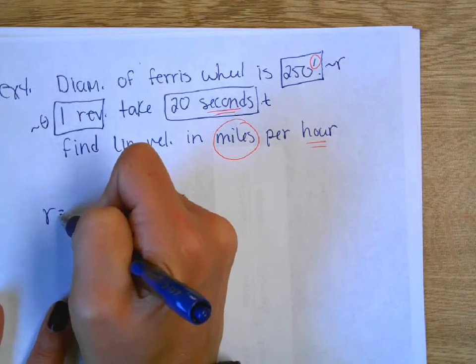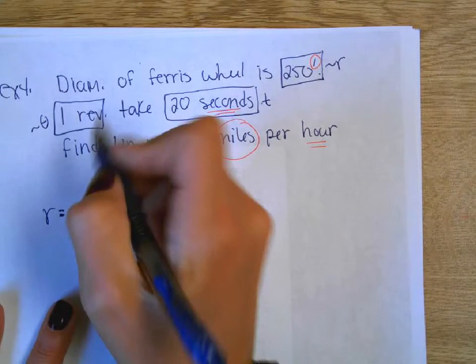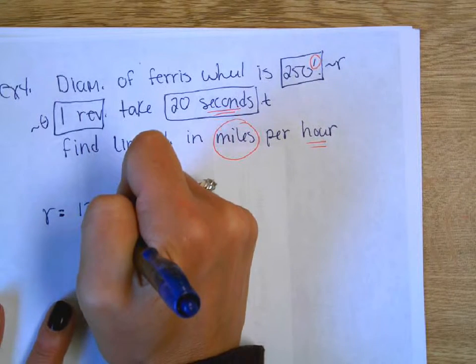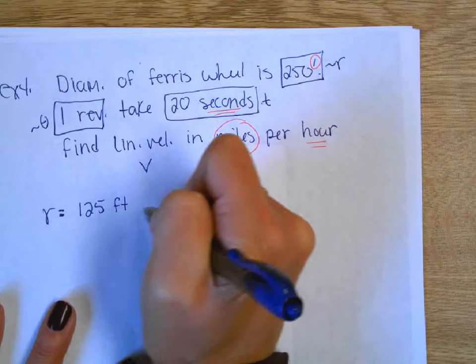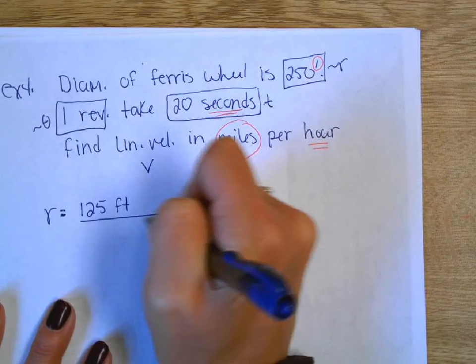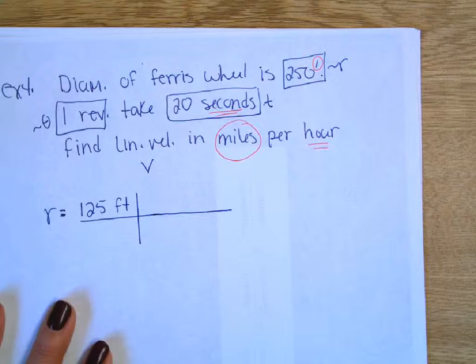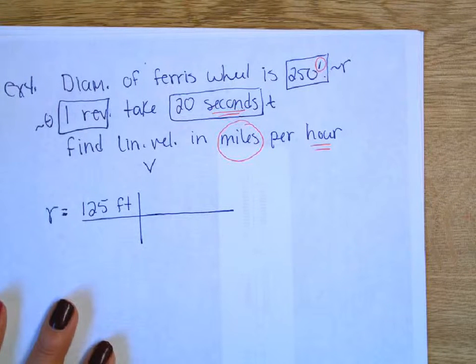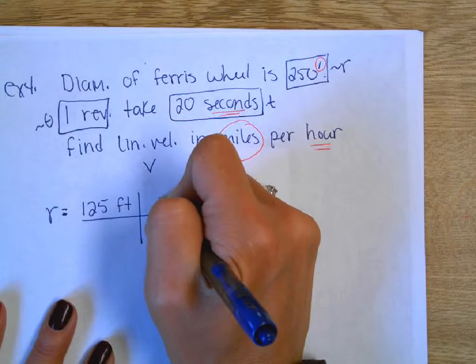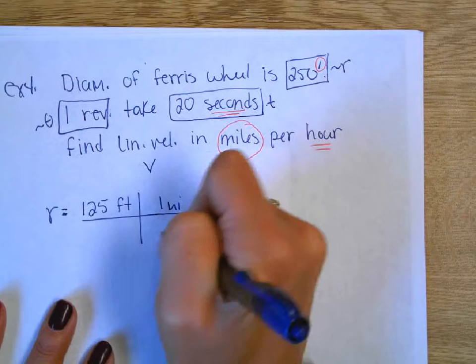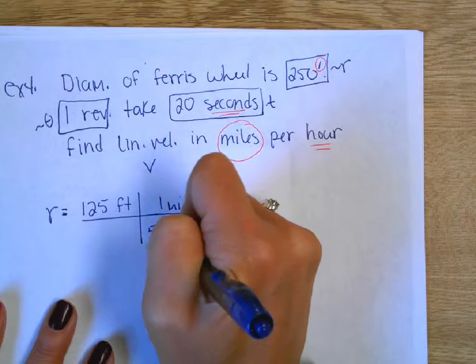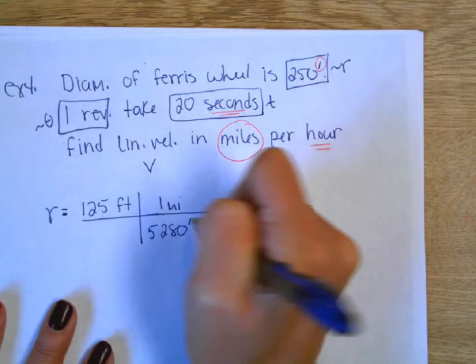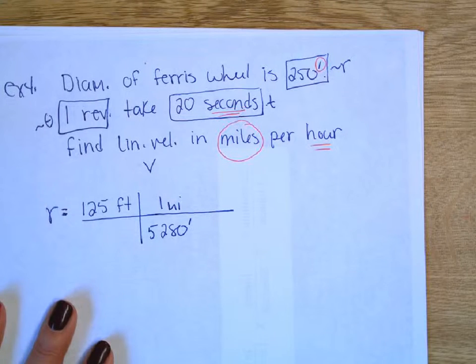What is the radius? It's 125. 125 what? Feet. What do I need to get to? Miles. What's the conversion for feet to miles? That's a good question. Who does know that? A mile equals... Siri knows this. 5,280 feet. Yes, you could ask your Siri.